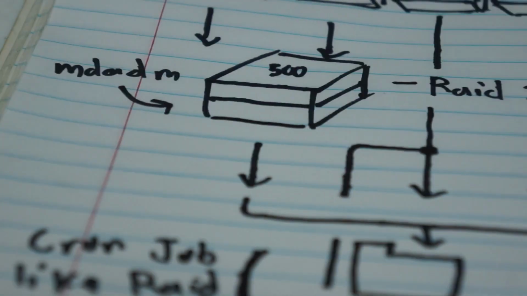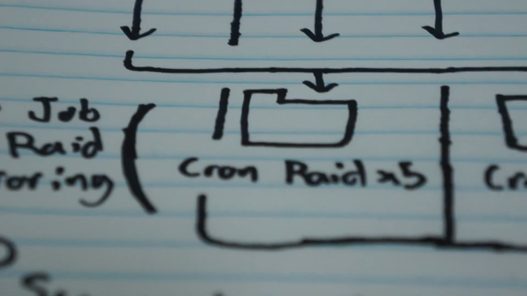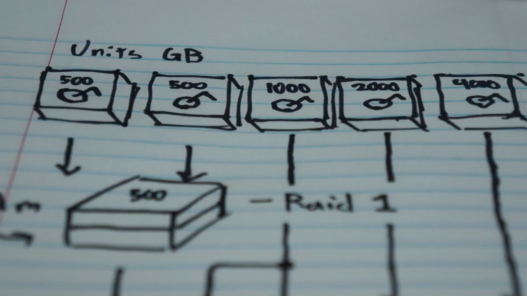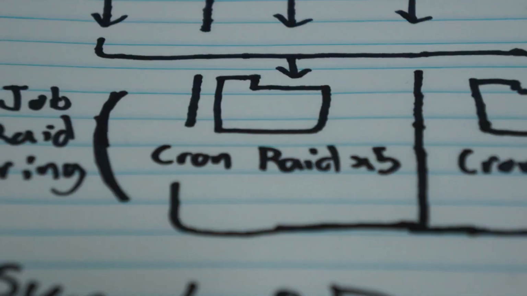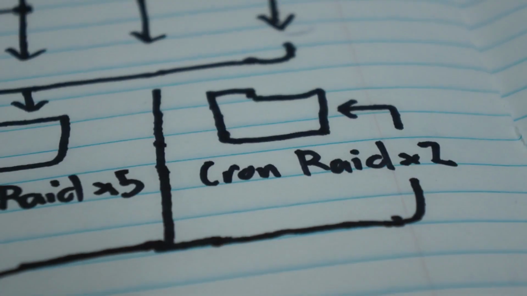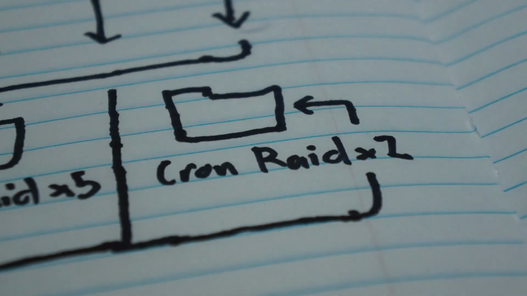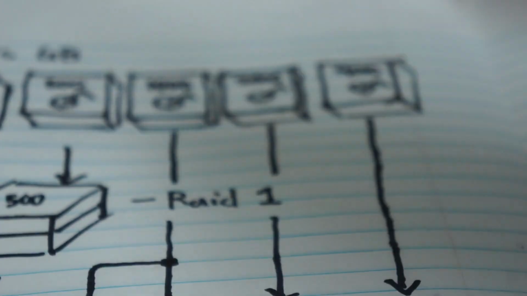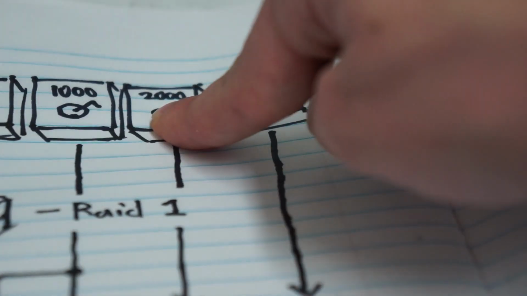So basically, the two 500 gigabyte drives and the rest of them will have this one folder called cron RAID X5 that will be RAIDed across all the hard drives, because with salvaged hard drives and your data, you can never be too careful. So we'll also have one cron RAID X2 of a variable size, and I'm just calling it cron RAID, but anyways, that will be RAIDed between the 1 terabyte drive up here and, well, actually not the 4 terabyte drive, the 2 terabyte hard drive.